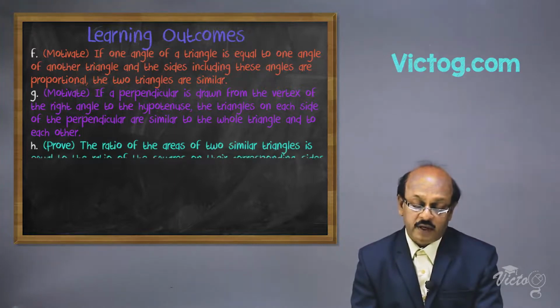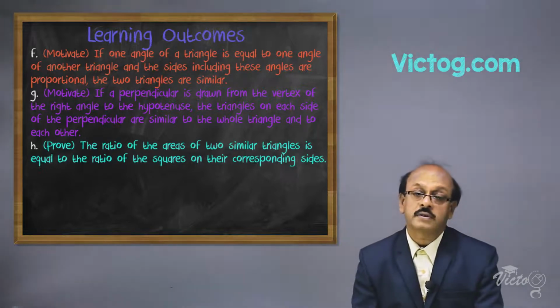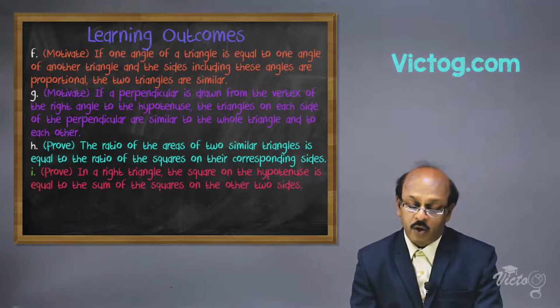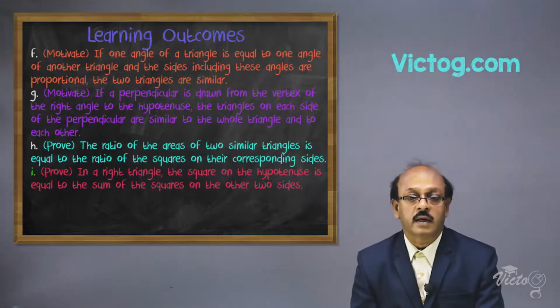Next proof is, the ratio of the areas of two similar triangles is equal to the ratio of the squares of their corresponding sides. Important proof. Then, in a right triangle, the square of the hypotenuse is equal to the sum of the squares of the other two sides. That means Pythagoras theorem. We are studying the proof of Pythagoras theorem also in this chapter.